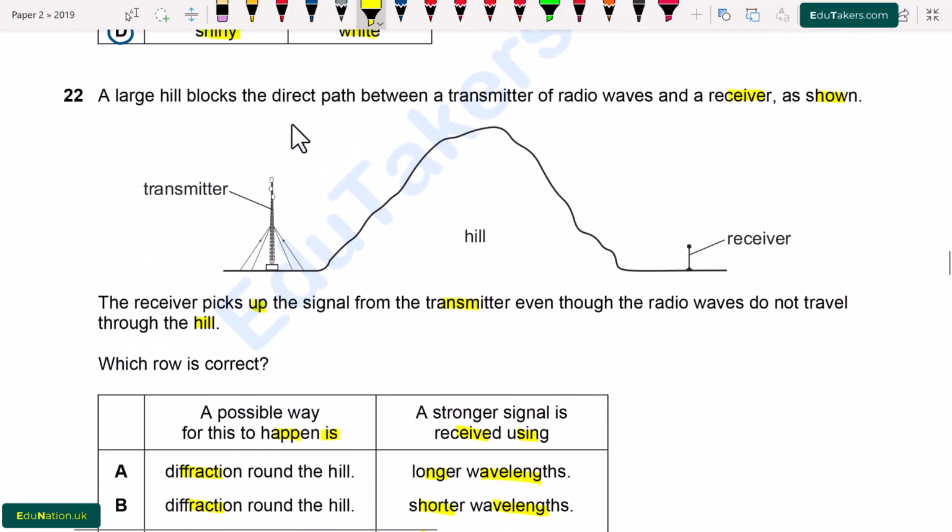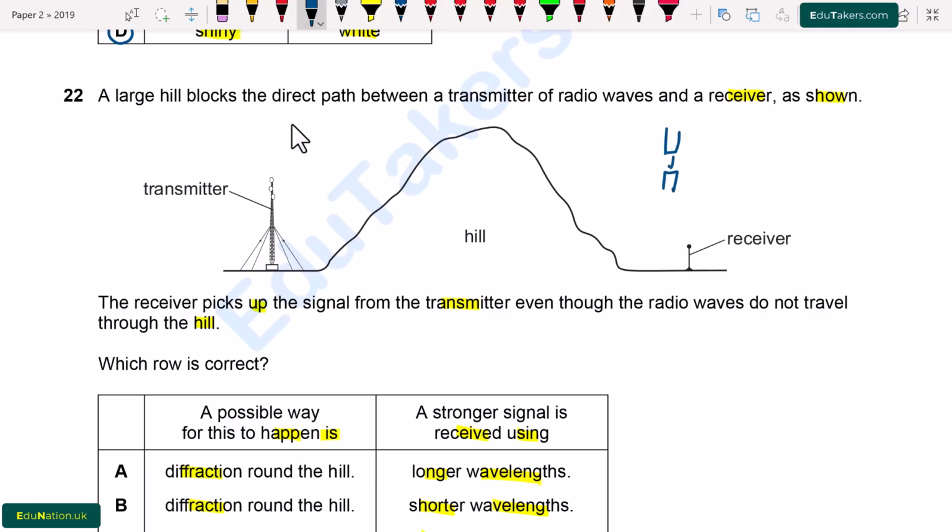So first of all, when a wave of longer wavelength diffracts, the waves spread out to a larger extent after diffraction. If the wavelength of the diffracted wave is longer than the width of the slit, then there will be more diffraction. I draw here.